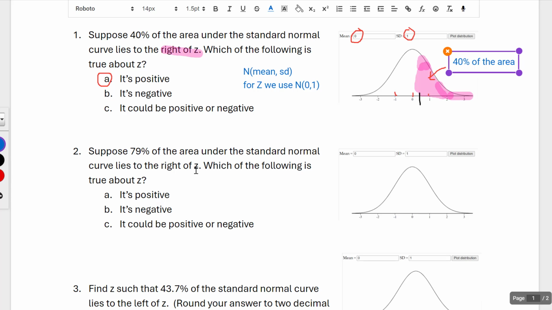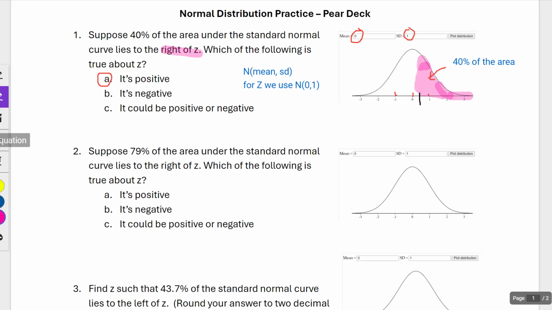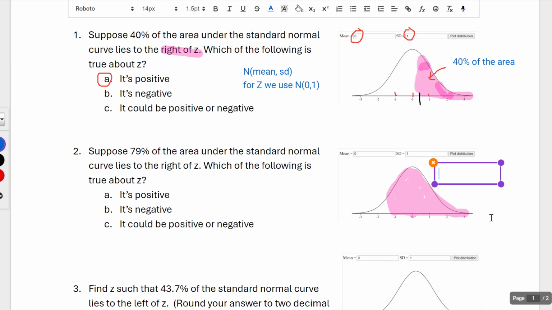Now suppose 79% of the curve lies to the right of Z. So that means we're still starting from the right, but we want to go over halfway. In fact, we're going most of the way. So I'm going to guess it's right around there. Again, you don't have to be exact. The main thing is that you know what your halfway point is. So that this is 79% of the area.